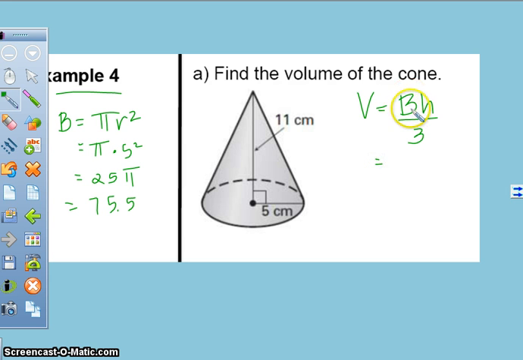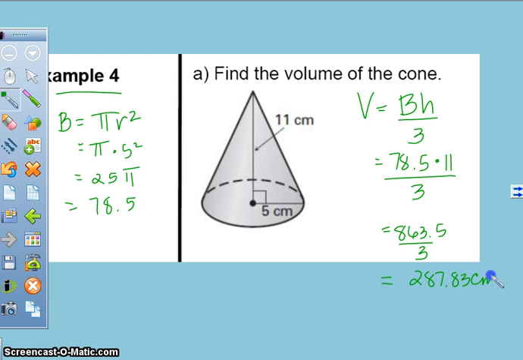I'm going to substitute it in for b over here. I'm going to multiply it by my height, which is 11, and then I will divide the whole thing by 3. Sorry, this should have been 78.5. So 78.5 times 11 divided by 3. When I calculate this on the calculator, I'll get 863.5 divided by 3, and then my final answer will be 287.83, and again, centimeters cubed.